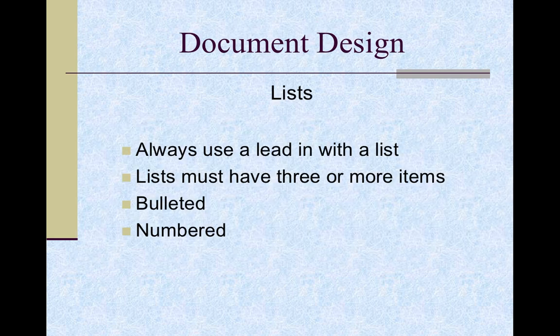Lists. Lists are always an effective way of organizing and presenting information. However, whenever you use a list, always use a lead-in. A lead-in is a short introductory phrase or sentence that introduces the list. Lists should have 3 or more items. I put must have 3 or more items, but I'm afraid I have seen situations in which lists have had 2 items. Ideally, a list should have 3 or more items. Lists can be bulleted, like this list here, or they could be numbered.